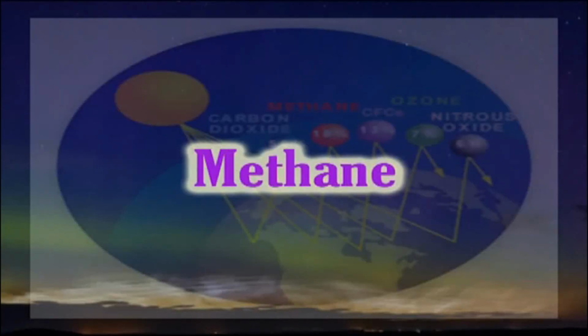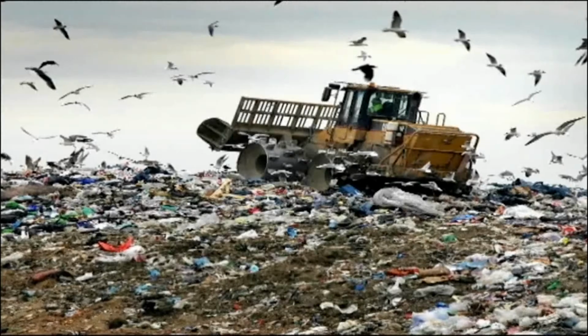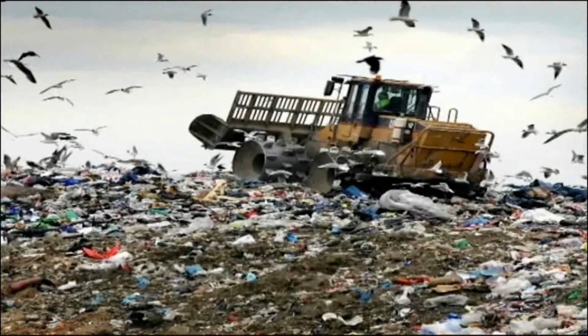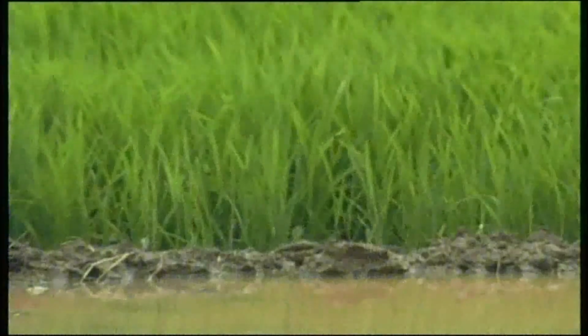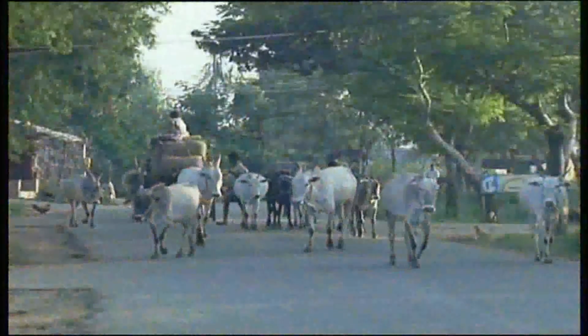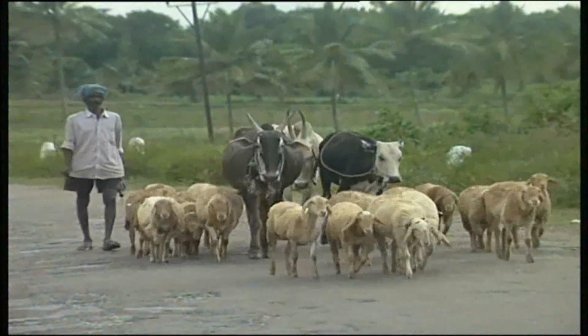Next is methane, a hydrocarbon gas produced both through natural sources and human activities, including the decomposition of waste in landfills, agriculture and especially rice cultivation, as well as ruminant digestion and manure management associated with domestic livestock. Methane is a far more active greenhouse gas than carbon dioxide, but also one which is much less abundant in the atmosphere.